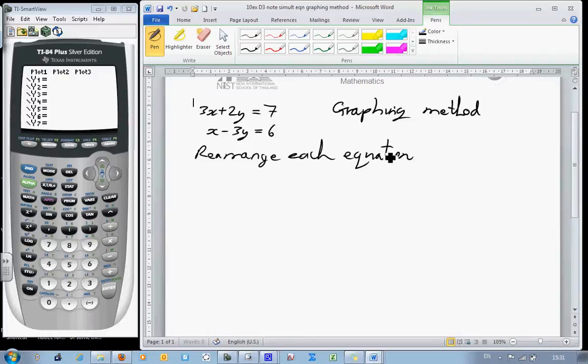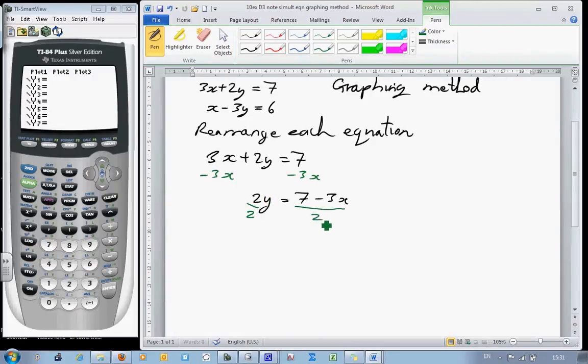So 3x plus 2y equals 7. I'm trying to get y on its own, so I will subtract 3x from this side and subtract 3x from that side. This will leave me with 2y equals 7, take away 3x. Now if I divide this by 2, I will get y, which is what we want, so I will have to divide the other side by 2 as well. So in other words, y equals 7 minus 3x all over 2. That's the same equation, just rearranged.